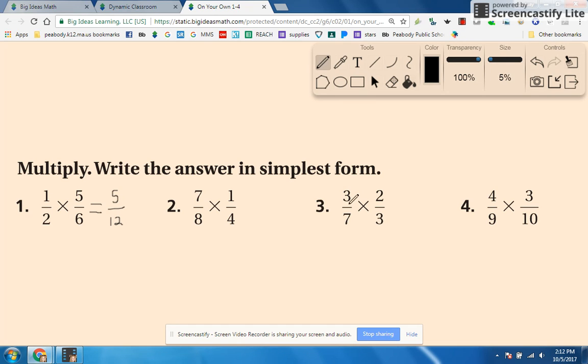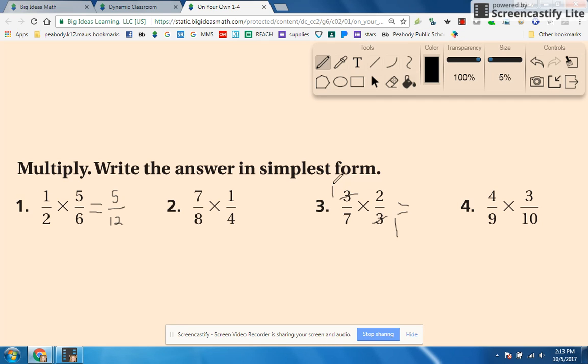Okay, I'm going to skip over and try number 3, and then I'm going to have you do 2 and 4. So let's look at 3. If I look diagonally across here, I have 2 3s. I can divide 3 by 3 and get 1. So both of these 3s get divided by 3, and they become 1. If I look at 2 and 7, there's really nothing I can do. I can't divide 2 by 7. I can't divide 7 by 2. The only number that goes into both of them is 1, so that's not going to help me. So I'm all done.